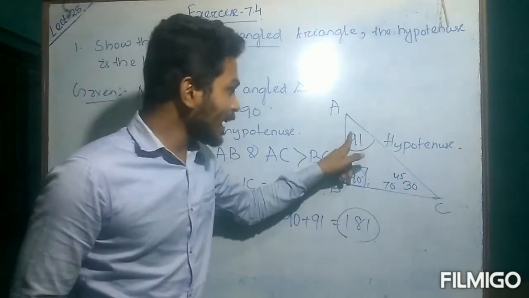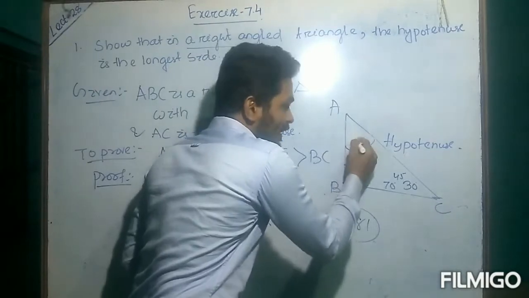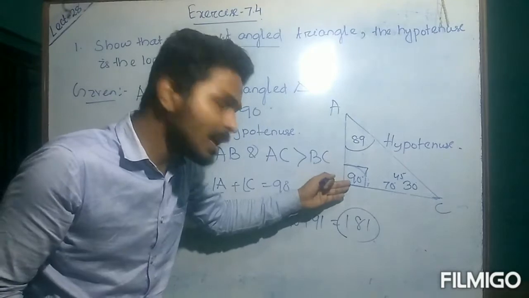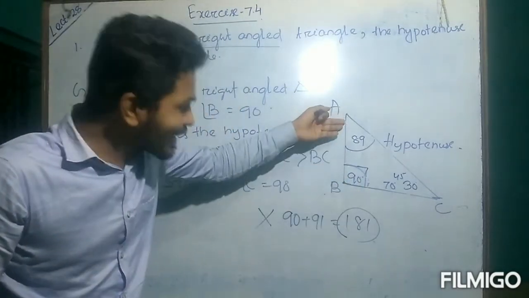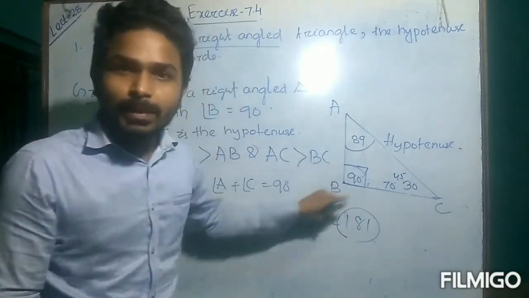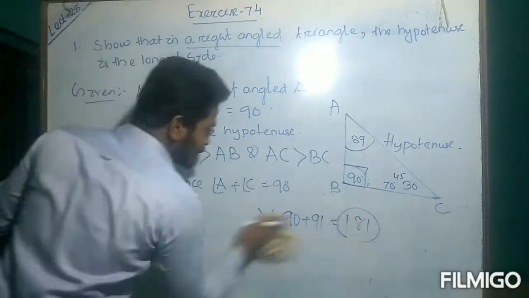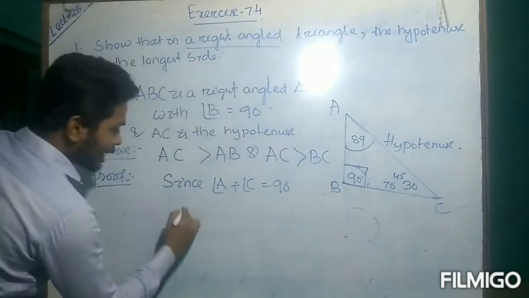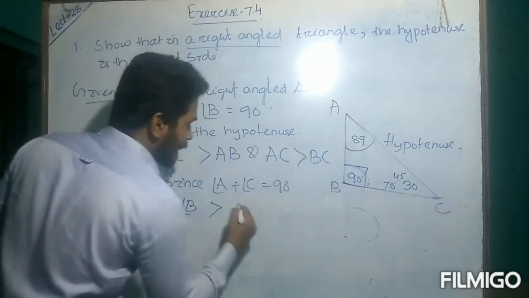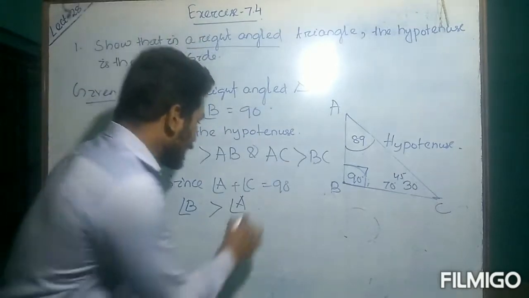It means the angle A must be less than angle B, right? It means you can take 89, 88, 70, 40, but it is definitely less than 90 degree. So between this angle and this angle, which angle must be greater? So B must be greater among the A and B. You understood? So simply we can write that angle B is greater than which angle? Angle A.